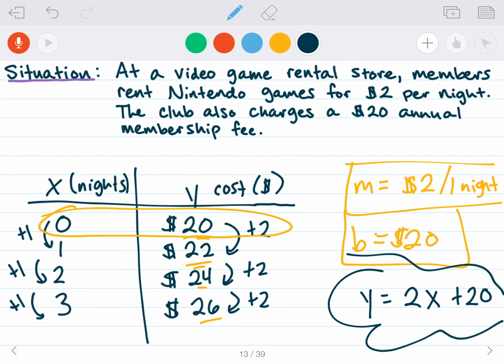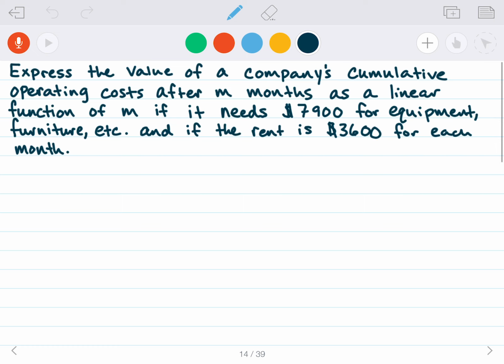It's my equation. And again, just to hammer this down, this is going to allow me to figure out the cost that I'm paying for any amount of nights. If I want to figure out how much I'm going to be paying for 10 nights, 2 times 10 plus 20. So that's $40. If I want to figure out 180 nights, 2 times 180 plus 20. So yeah, that's my equation that represents the situation.